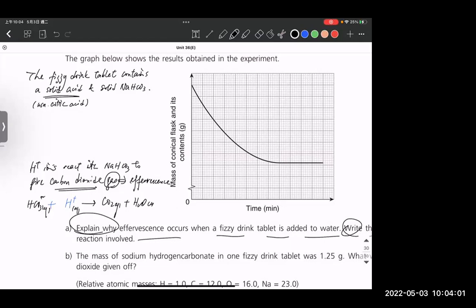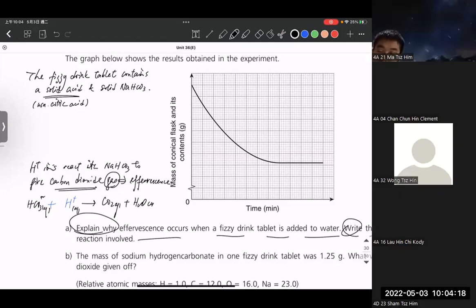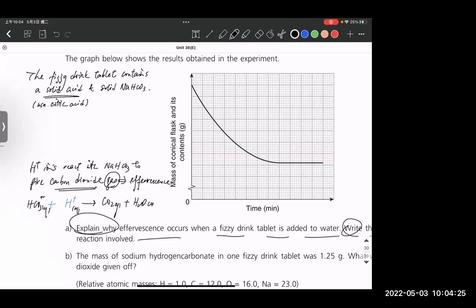But you go back to our first question: solid citric acid doesn't contain hydrogen ions. How can we have hydrogen ions? You know that a solid acid just contains hydrogen atoms, not hydrogen ions. Go back to what you know from the chapter on acids and alkalis. Dissolve in water. Once it dissolves in water, what will happen to the solid?